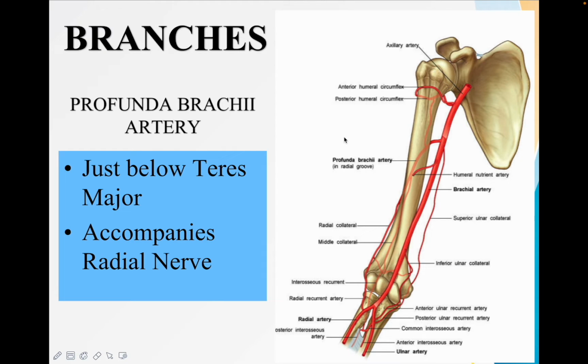Now the branches. As soon as the artery begins at the lower border of teres major, it gives the profunda brachii artery, which runs in the radial groove in the posterior compartment of the arm. It accompanies the radial nerve.